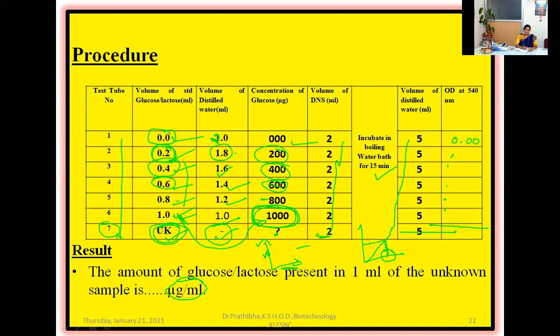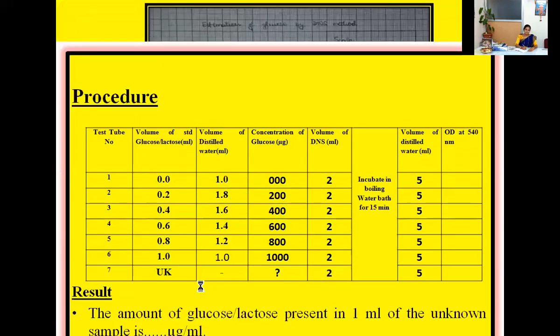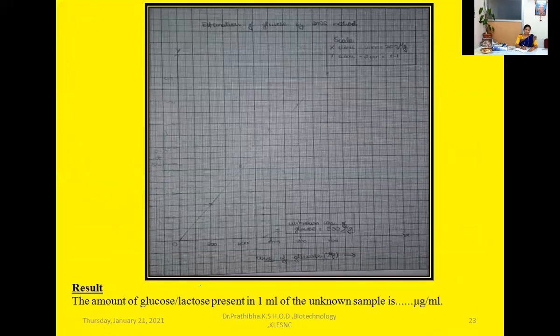That may be per ml or whatever, the 2 ml. You need to make a note, or you can just mention this much amount of microgram. Here you can see the graph. Whenever you plot the graph, first below you need to write the concentration of the glucose, and the microgram unit, and put the arrow mark properly here. This is the x-axis, and here we have the y-axis. On the y-axis, you need to write OD at 540 nanometer.